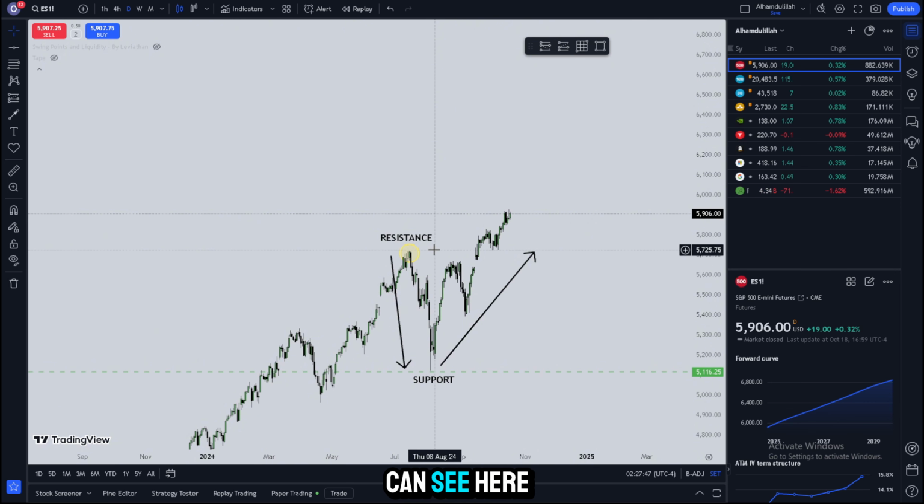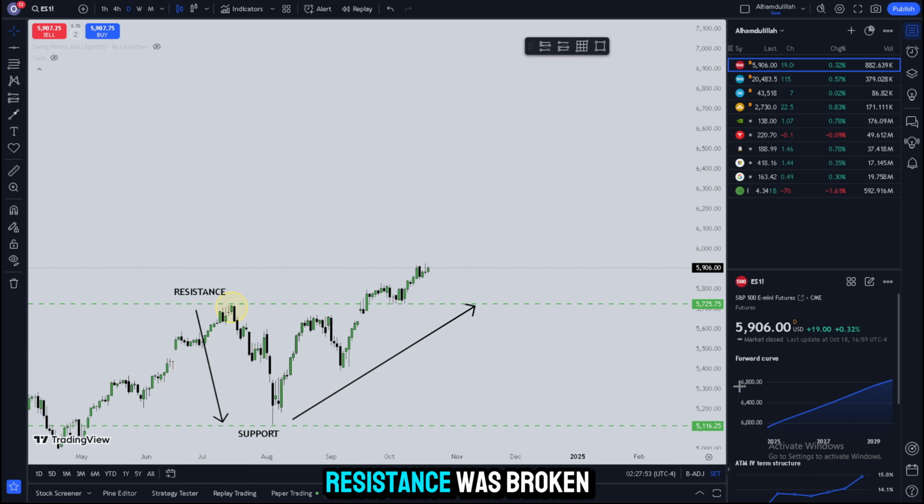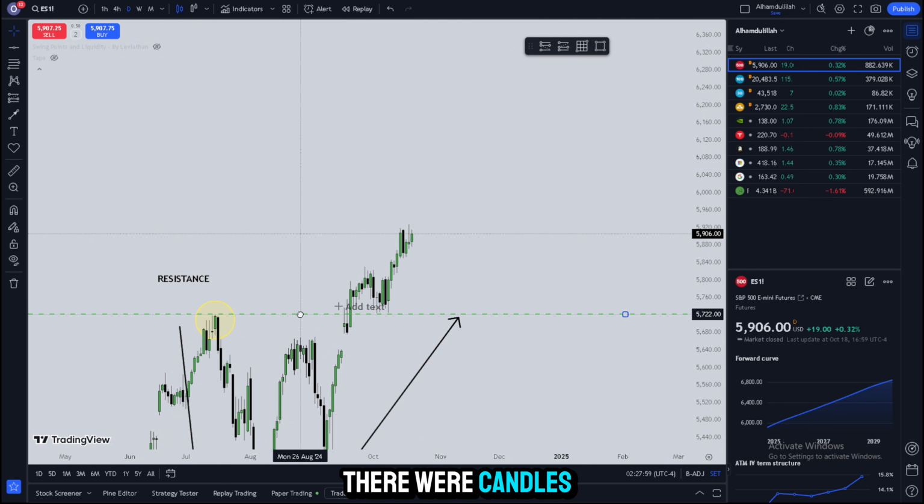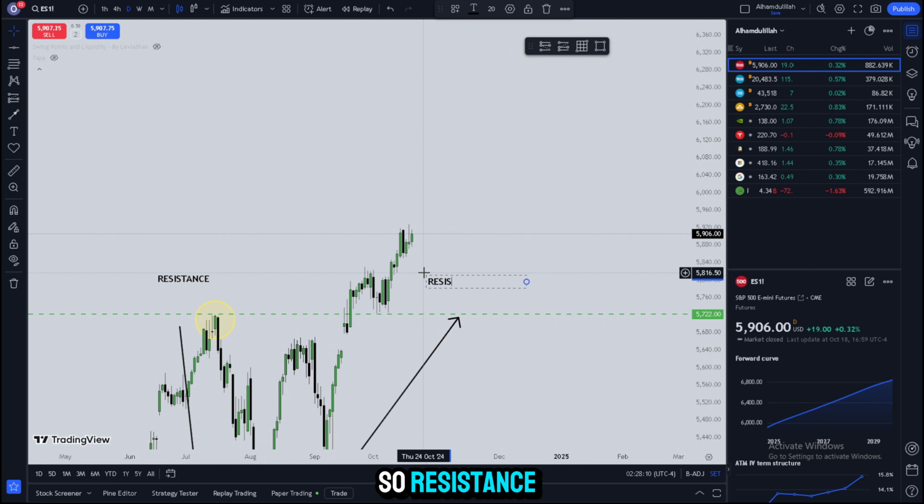So as we can see here, price came into contact with this area here. After the resistance was broken, price decided to use the resistance as support. And as you guys can see, there were candles right on the resistance and support candles here. So as soon as the breakout happened, boom, boom, had a push up. And then candles decided to create support on resistance. So resistance turned into support. And how do we notice this?